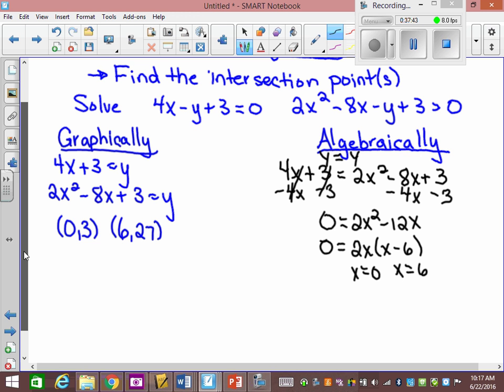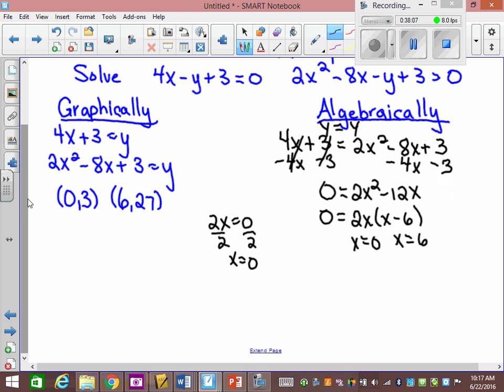Now you can either plug it back into this one or this one to get the y. So you can plug it back into the top equation or the bottom equation. I would plug it into the linear one if I have a choice. If it's quadratic and quadratic, you don't. But if it's linear and quadratic, I always plug it into the linear one just because it's less steps. But you could plug it into the quadratic.